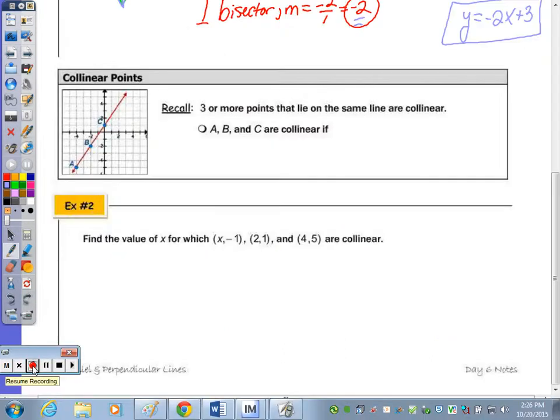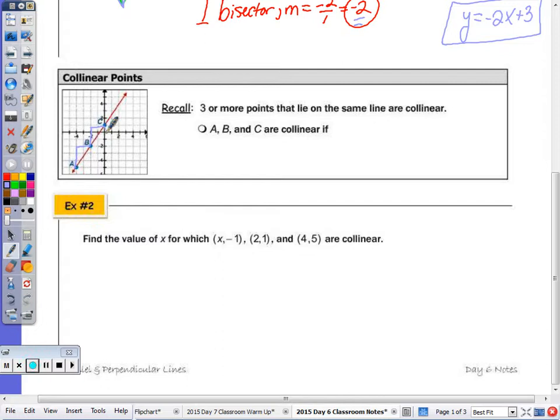So the next type of question you're going to see to finish the unit deals with collinear points. As a review, recall that any number of points that are collinear lie on the same line, okay? And if they do all lie on the same line, that means they all have the same slope. So A, B, and C are collinear if the slope of AB equals the slope of BC. So if they have the same slope, they're on the same line.